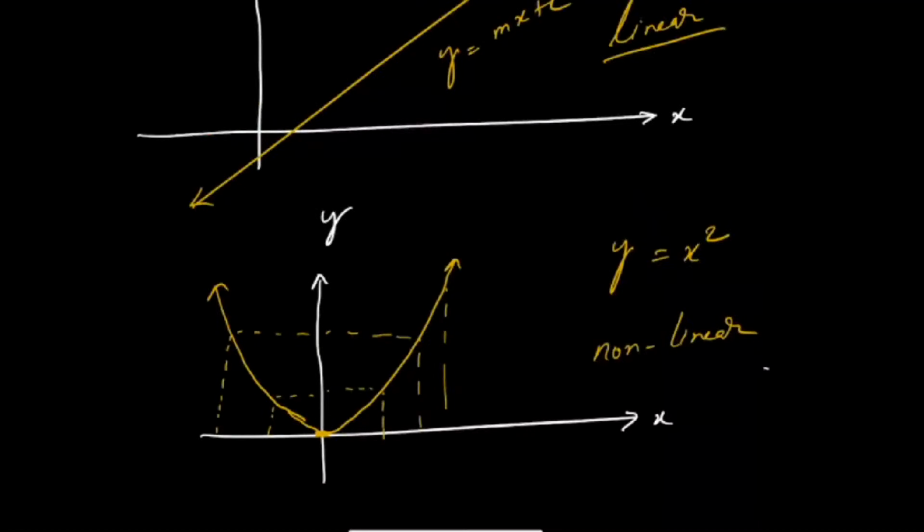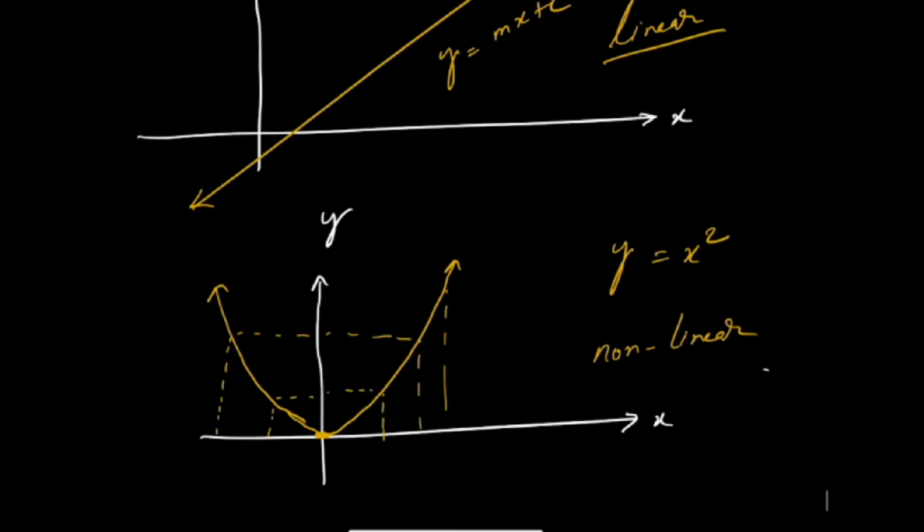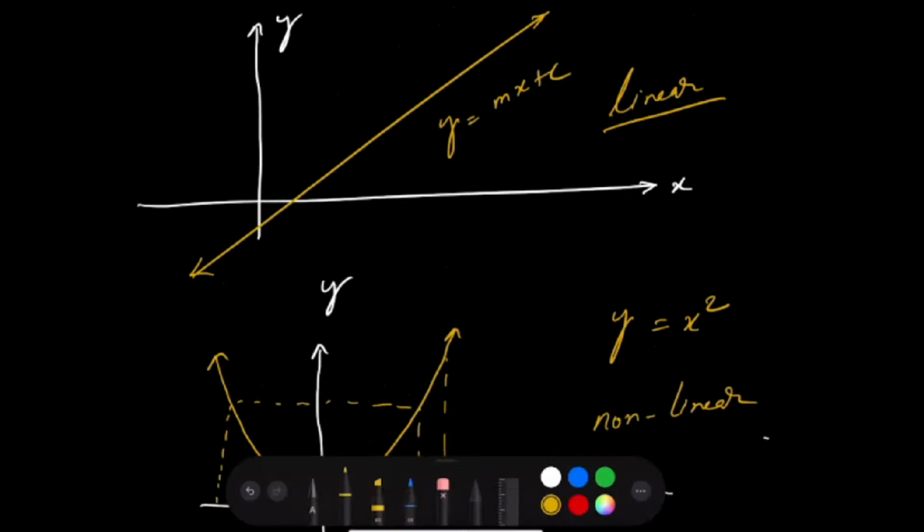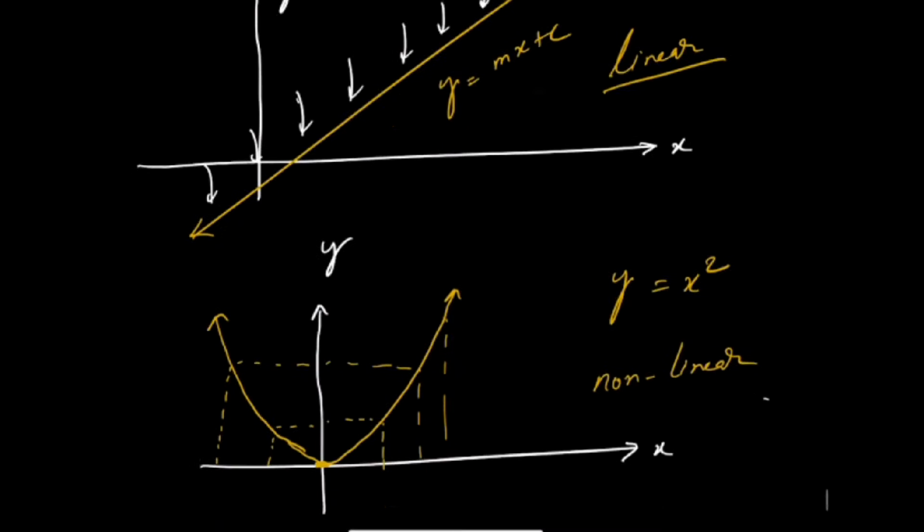So whenever you have a linear equation, the slope is the same everywhere. So this is a linear equation. Slope is the same at every point. Whenever you have a non-linear equation, the slope is different at different points. Now, if you want to find the slope of a non-linear equation, you cannot use the formula of (y2 minus y1) by (x2 minus x1). Why? Because the slope is different at different points.